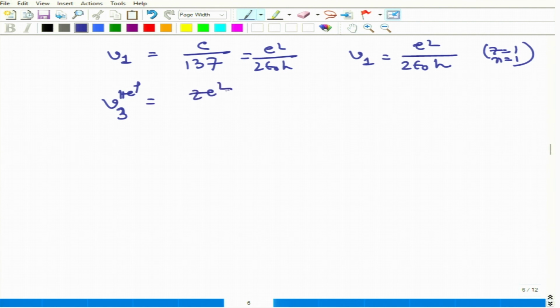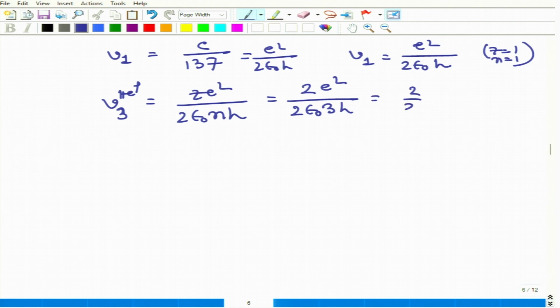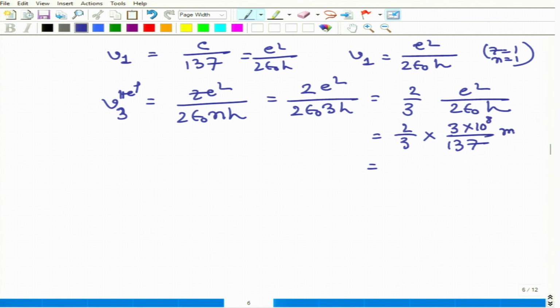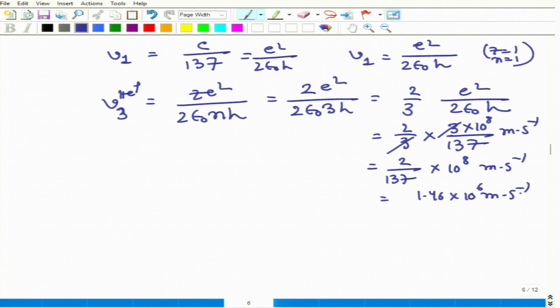But we need V3 for helium plus, that general formula is Z square divided by 2 epsilon naught NH. Now Z is 2, so E square divided by 2 epsilon naught NH with N as 3 into H, because the radius is considered here. So 2 by 3 into E square divided by 2 epsilon naught H. So it is 2 by 3 and it is C by 137. C is, we know, 3 into 10 to the power 8 meter per second. 3 will be cancelled out. It will be 2 by 137 into 10 to the power 8 meter per second, which is eventually 1.46 into 10 to the power 6 meter per second. So this will be the speed.